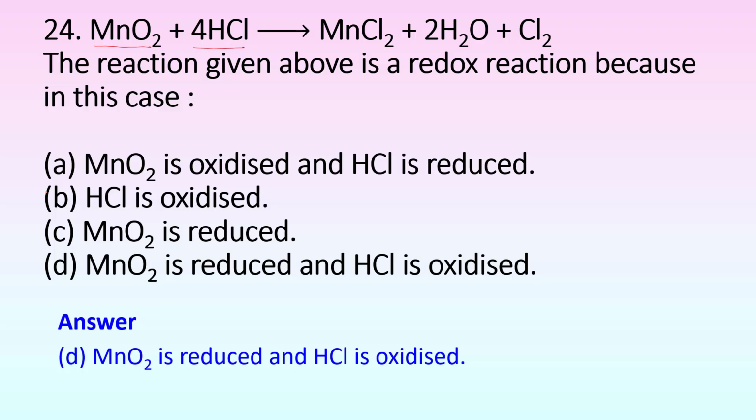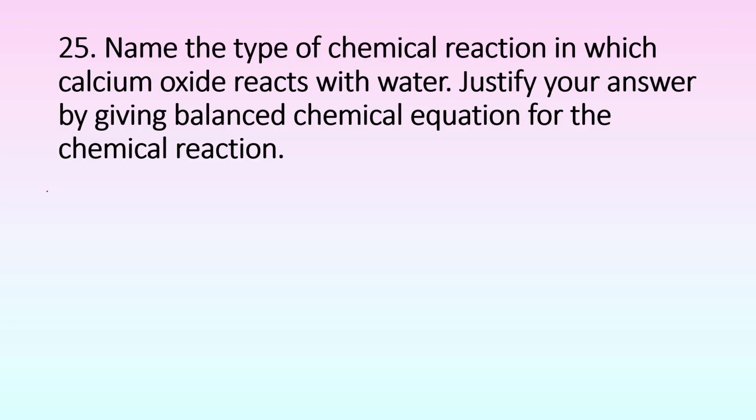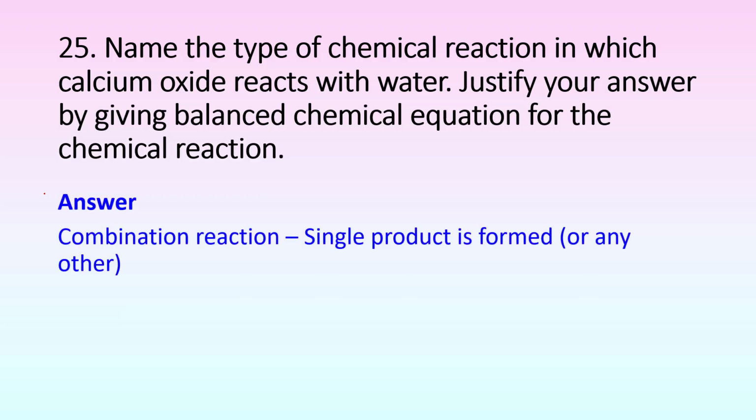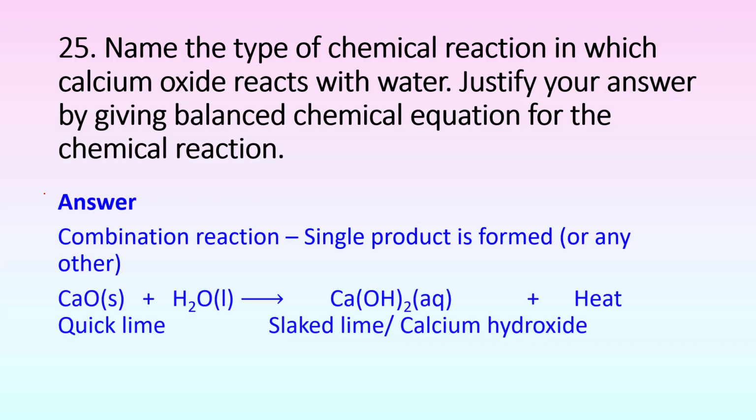Next, question number 25. Name the type of chemical reaction in which calcium oxide reacts with water. Justify your answer by giving balanced chemical equations for the chemical reactions. So this is a type of combination reaction where a single product is formed and the equation is CaO plus H2O giving rise to Ca(OH)2.